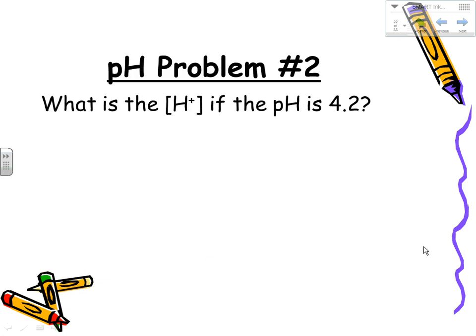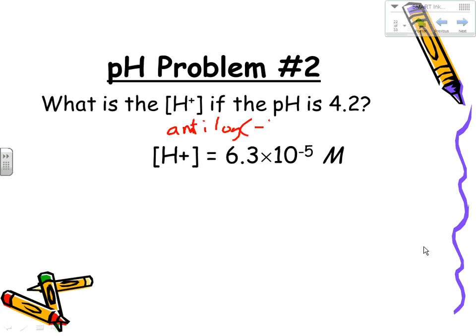So let's say our pH is 4.2. Well, I want to take then the anti-log of -4.2. Graphing style calculator, anti-log plus minus 4.2, hit equal. It should kick out 6.3 times 10 to the -5th. And remember, you may have to convert to scientific notation to see that's exactly what it's giving you.